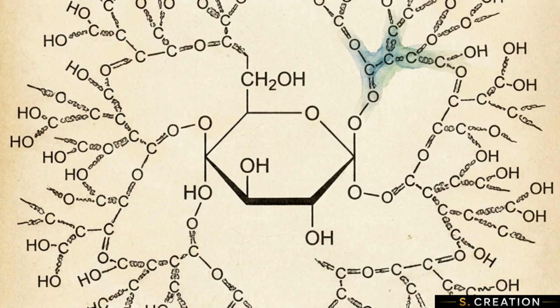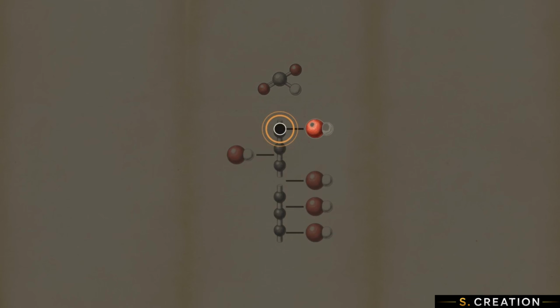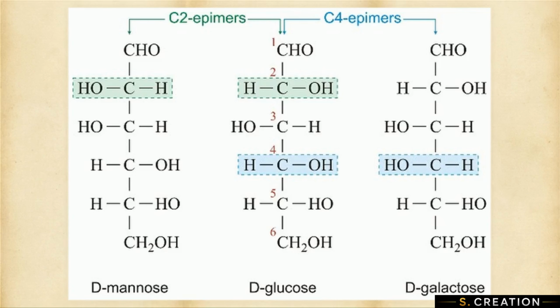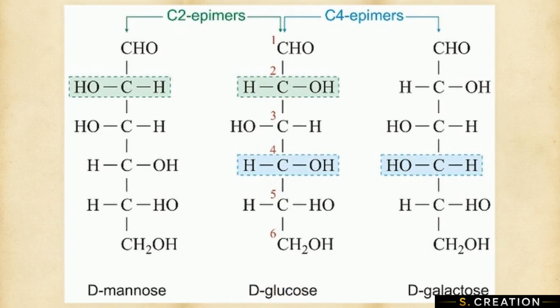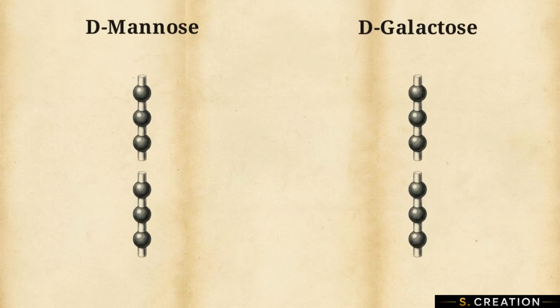This spatial sensitivity is seen clearly in epimers. This isomerism occurs around only one specific carbon atom in the chain. We track this by comparing D-glucose to its primary physiological epimers, D-mannose and D-galactose. Glucose and mannose are C2 epimers, differing only by an inverted hydroxyl group at the second carbon. Glucose and galactose are C4 epimers, varying only at the 4th carbon. If we compare galactose directly to mannose, however, the relationship changes.